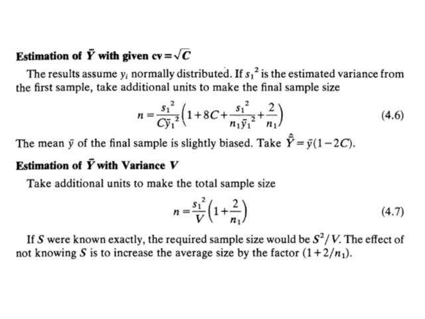If S were known exactly, the required sample size would be S²/V. The effect of not knowing S is to increase the average size by the factor 1 + 2/n1. This part was for the sampling technique.